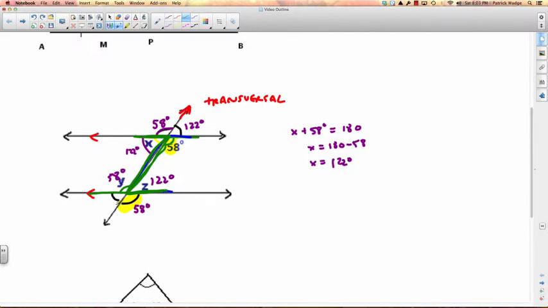Last one is this one. There's about 8 different ways you could do it. The easiest way is probably the opposite angles, vertically opposite angles. It's opposite from 122, so this angle here is 122. These are the most basic ones. Hopefully you understood all that, because those are the most basic ones you need to know.